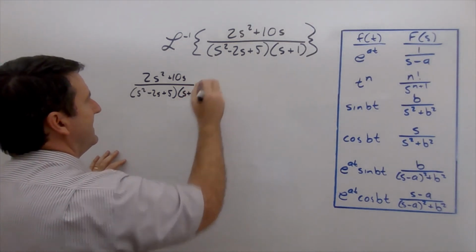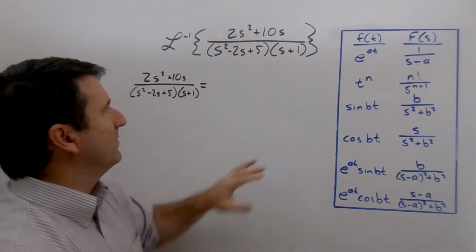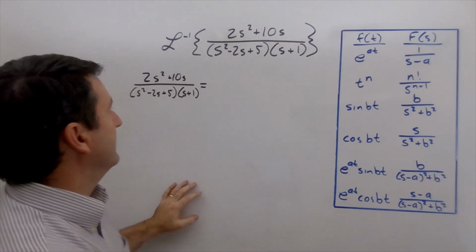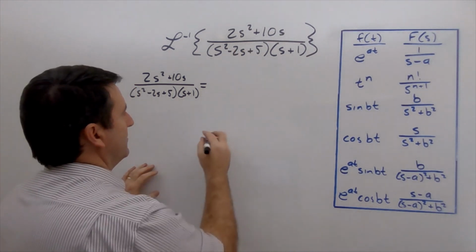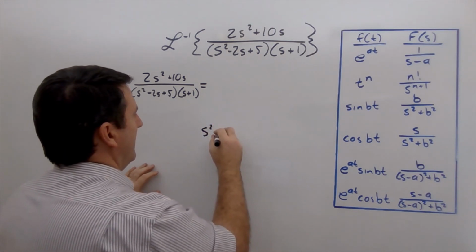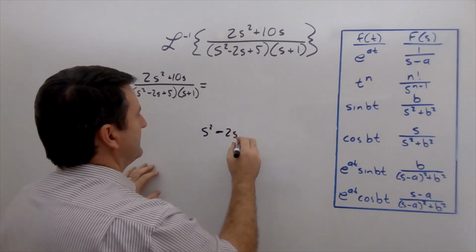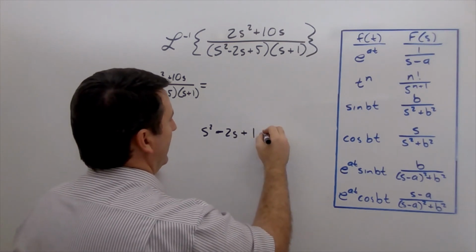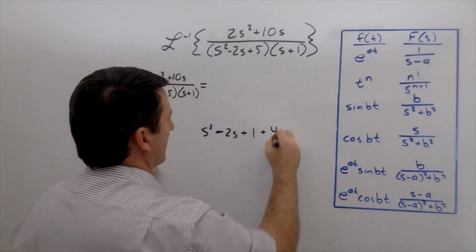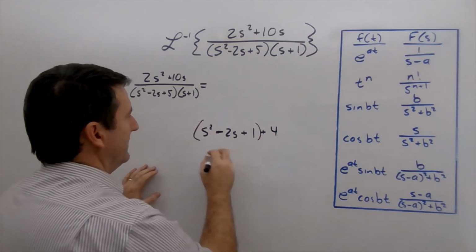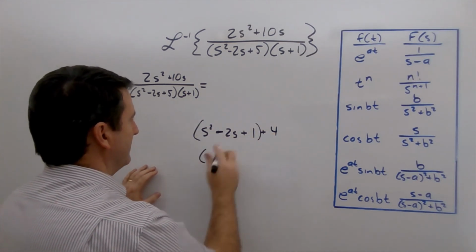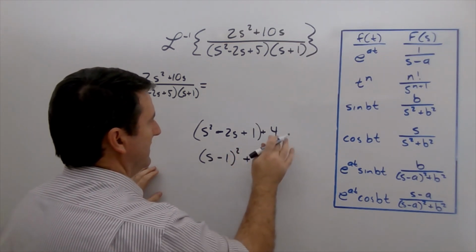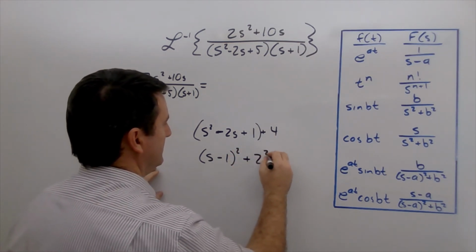And we're going to set that equal to... now what we're going to do is with this quadratic factor here, we're going to complete the square on that. So s squared minus 2s, we need to plus 1 there, and then that would leave us 4. And so if we completed the square, if factored this is going to be s minus 1 squared plus 4, which is 2 squared.